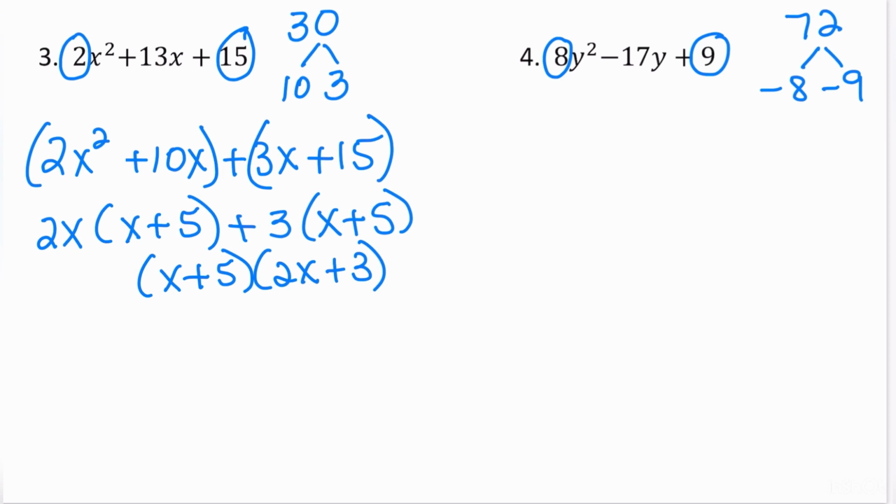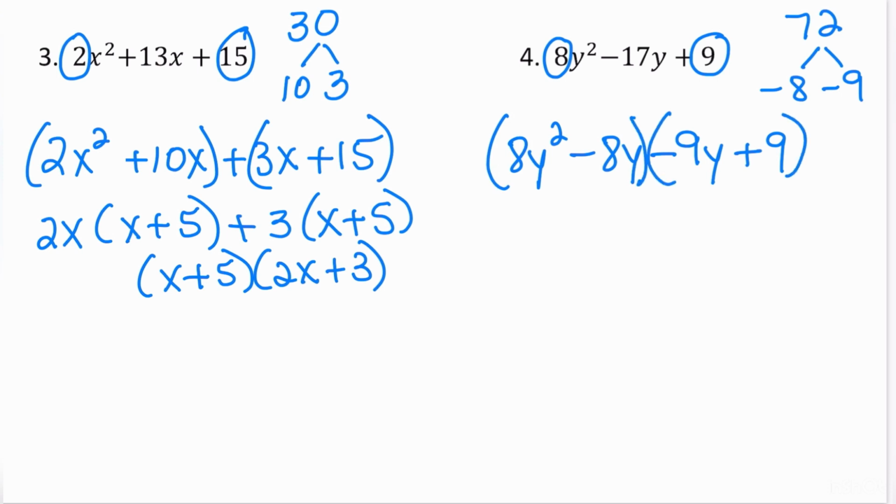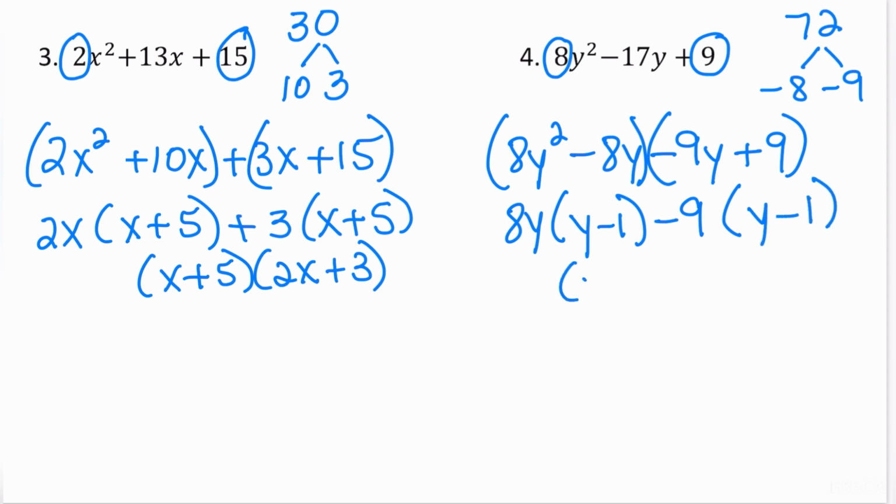So let's go ahead now and rewrite the problem. 8y squared minus 8y minus 9y plus 9. Group the first two together, group the last two together, including the minus. From the first group, 8y is the GCF, the greatest common factor. I'm left with y minus 1. From the second group, negative 9 is the greatest common factor, and I'm left with y minus 1. So now I factor out y minus 1, and I'm left with 8y minus 9, and voila, there goes my final answer.